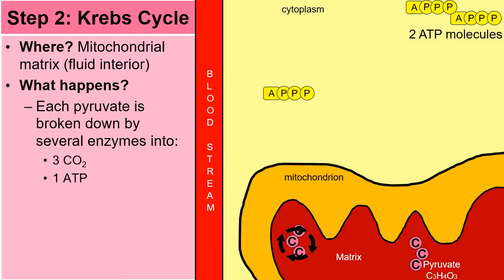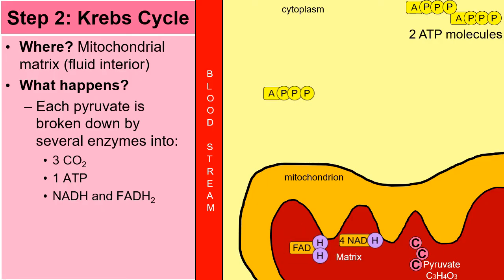Also, a single molecule of ATP is created, but more importantly, molecules called NADH and FADH2 are created. The reason these molecules are so important is that these are hydrogen carriers. They're carrying hydrogen, and those hydrogens are going to be crucial in the third step coming up, which we'll talk about in a few moments.